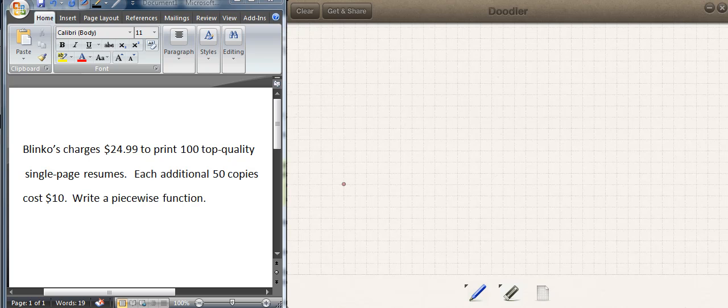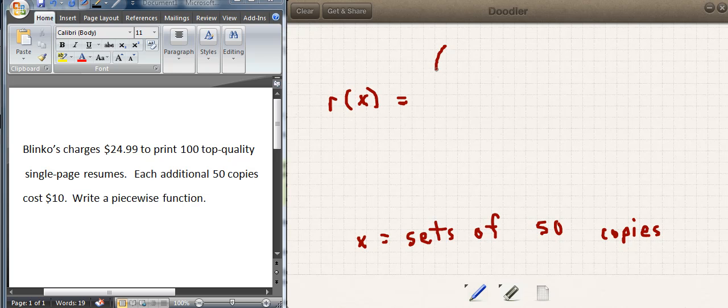Well, what we're looking at here, it says each additional 50 copies will cost $10, right? So basically, we're getting two sets of 50 copies, two sets of 50 copies for $24.99. So to write out a piecewise function, let's label it R for resume and X for the number of sets of 50 copies. So we're going to say that X is equal to sets of 50 copies.